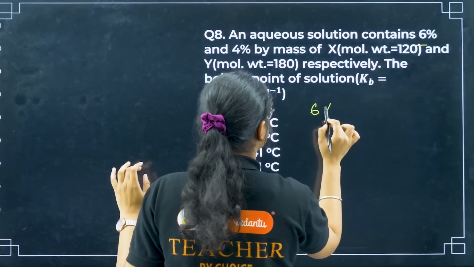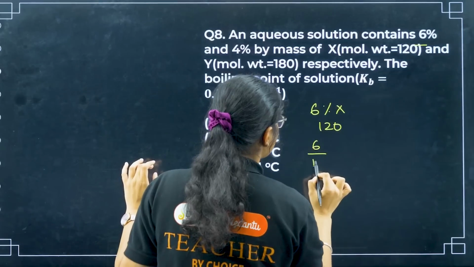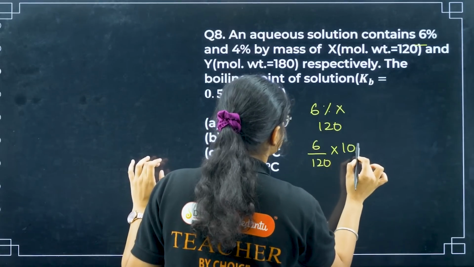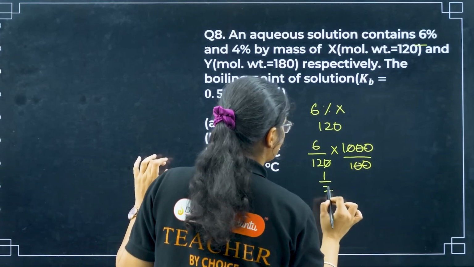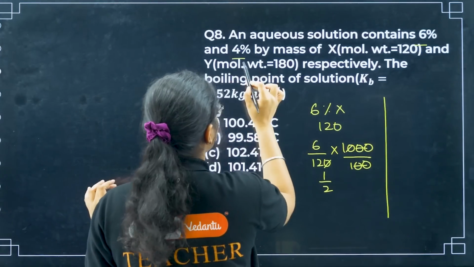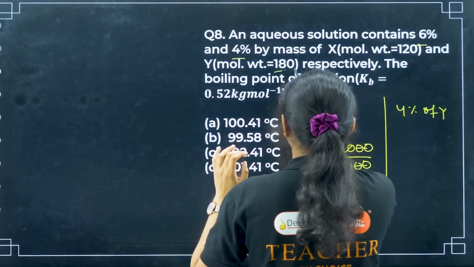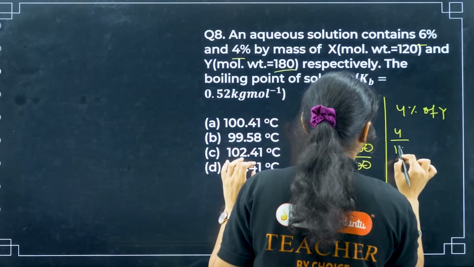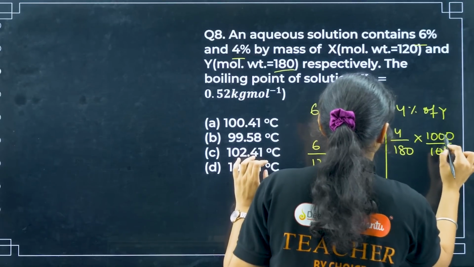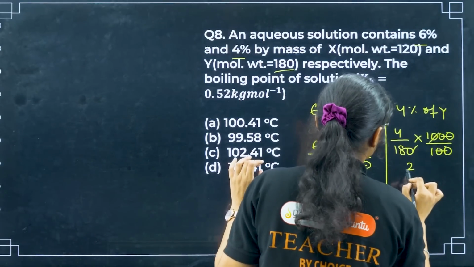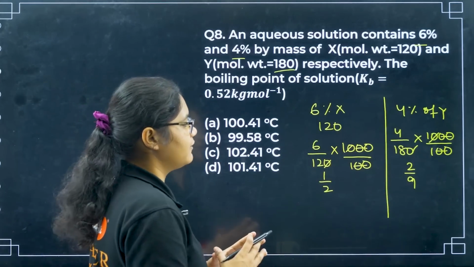6% of X is there, and its molar mass is 120. So it is 6 by 120 into 1000 by 100. So I will get here 1 by 2, and I have 4% of Y, whose molecular weight is 180. So I have 4 by 180 into 1000 by 100. So I have 2 by 9 here. So 1 by 2 and 2 by 9 are the molarities that I have calculated.